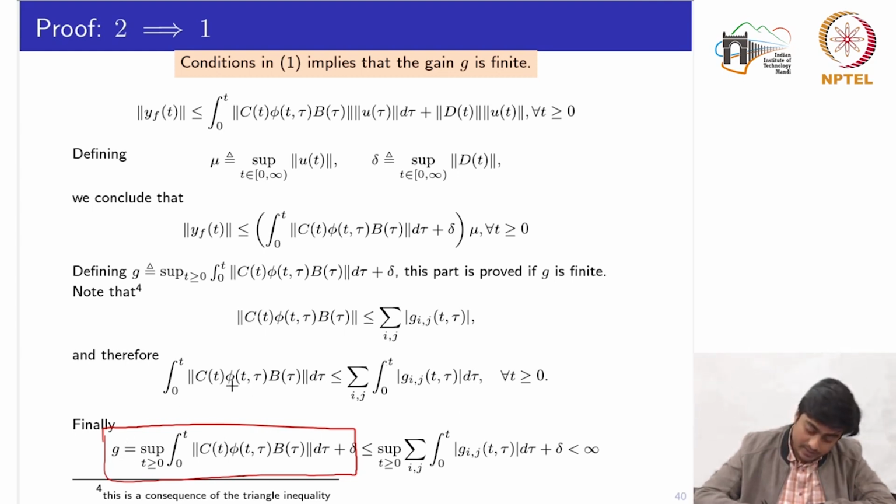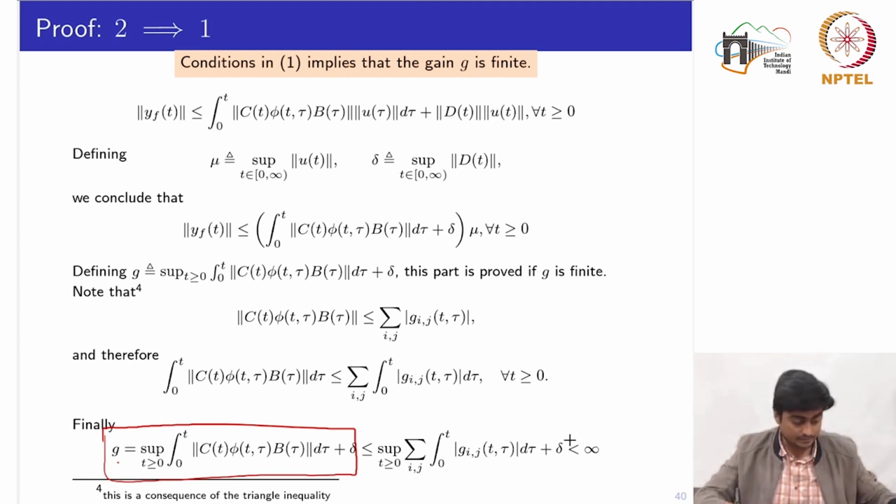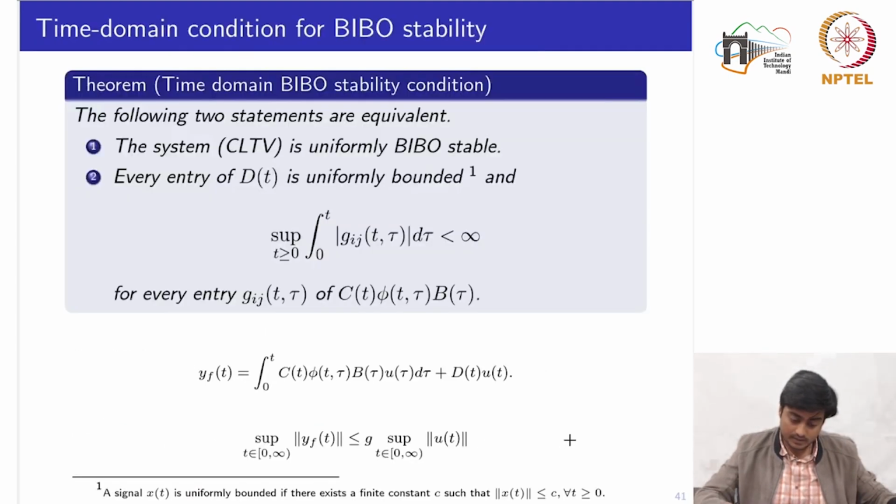If I see the first part, the left hand side, it is nothing but what we had defined initially, the gain factor G. Now this G is less than this part, which we know is already finite. So this proves the implication 2 implies 1, because we only need to prove that there exists a gain G which is finite. And by using the properties of the norms, we have concluded that this G is finite. Okay. So this proves the first implication, that is 2 implies 1.